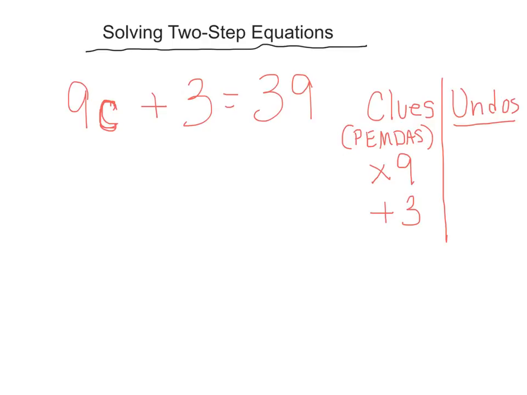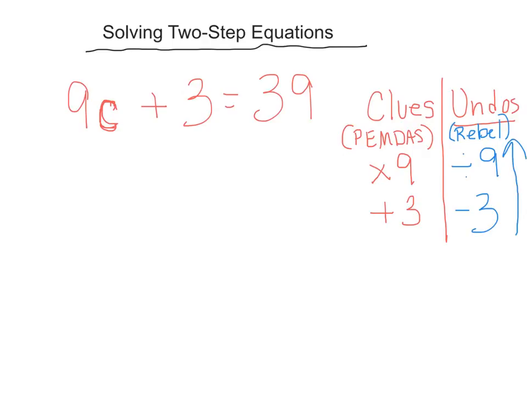Now I'm ready to be rebellious because we're middle schoolers and we do the opposite of what we've always been told, right? So the undo is when you get to be rebellious. Are you ready for that? We're going to subtract 3 instead of the add 3. And then we're going to divide by 9 instead of multiplying by 9. So we're doing the opposite of what we've always been told. And we're going to do it in backwards order.